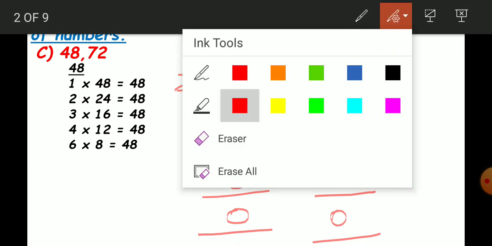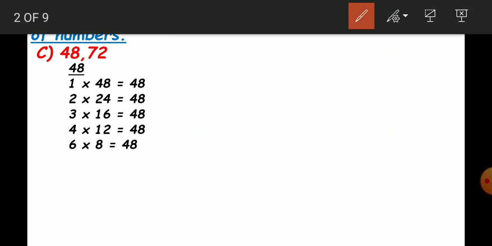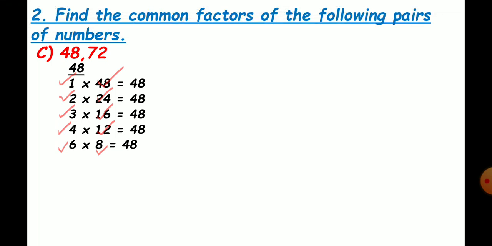Now we have to write the factors, no? So what are all the factors? 1, 2, 3, 4, 6, 8, 12, 16, 24, 48. So these are the factors. Now we found the factors of 48.